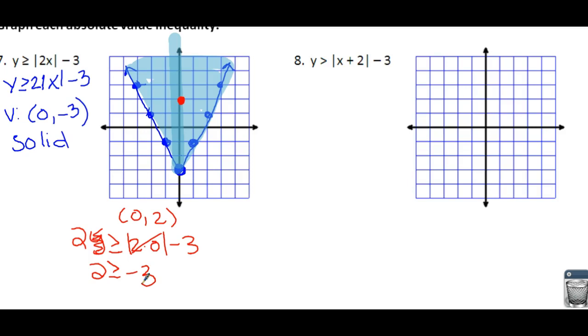Number 5, we have y greater than the absolute value of x plus 2 minus 3. So you have to identify your vertex. Your vertex comes from h and k. So my vertex is (-2, -3). Remember, it's always the opposite of what was inside the absolute value. So that means that my graph went left 2 and down 3. My slope is 1 over 1.